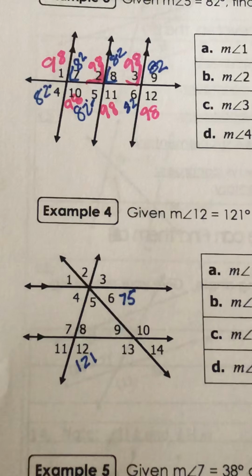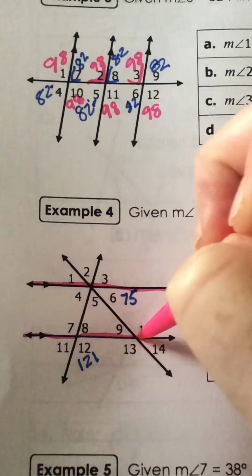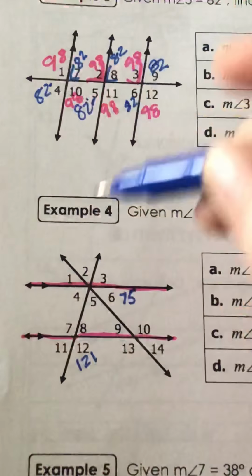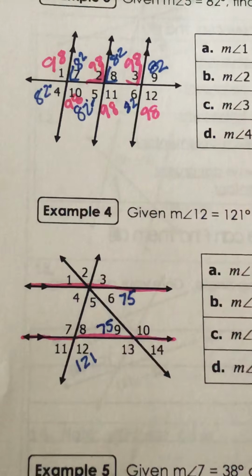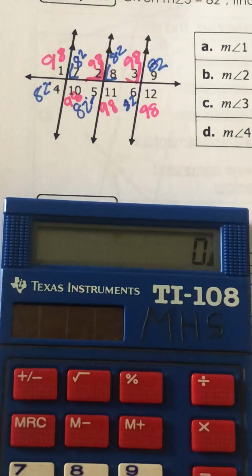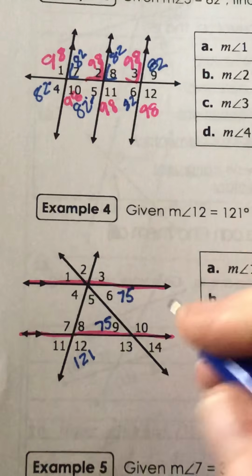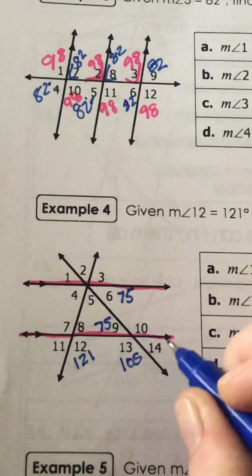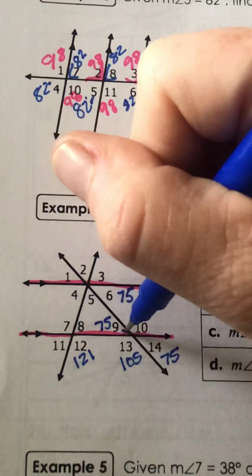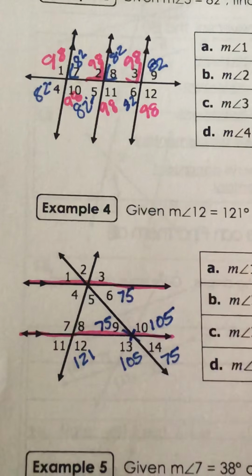So let's start with something we could use though. Here's our parallel lines. So angle 6 and angle 9 are alternate interior. So angle 9 is 75 also. Okay, then angle 9 and angle 13 make up a linear pair. So 180 minus 75, 105. So 13 is 105. Then 14 and 13 are a linear pair, 75. Okay. Also notice 9 and 14 are vertical, so those should be the same. Likewise, 13 and 10 are vertical, so 10 is also 105.